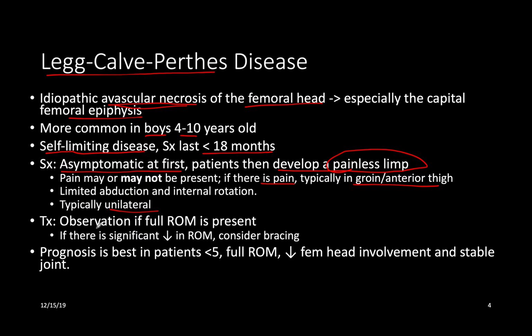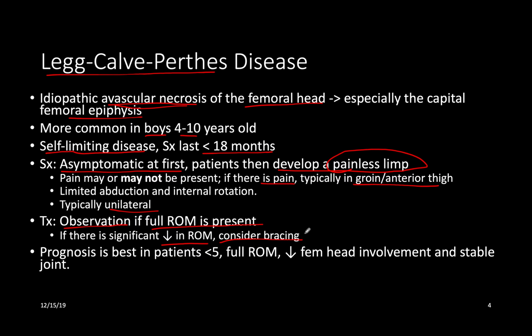If we have a patient that has full range of motion, just has a little bit of this limp, we can really just observe. We're going to do close observation, make sure that no pain develops, make sure that the child is able to maintain range of motion throughout the course of this disease, those 18 months, if that's how long it lasts. We're going to just sort of observe and watch. However, if there is a significant decrease in range of motion, we're going to consider bracing.